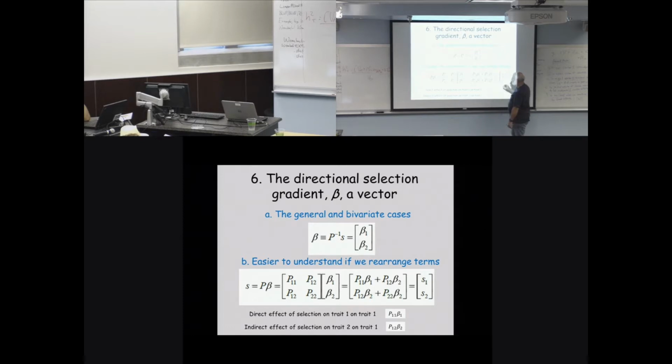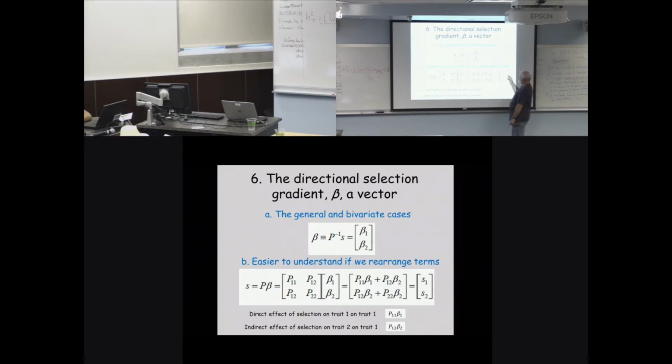This term is the direct effect of selection on trait 1 on trait 1, and look at this term. This is the indirect effect of selection on trait 2 acting through the covariance P12 on trait 1, right? And if we had more traits, then this would just go on and on, right? We could have a lot of others.